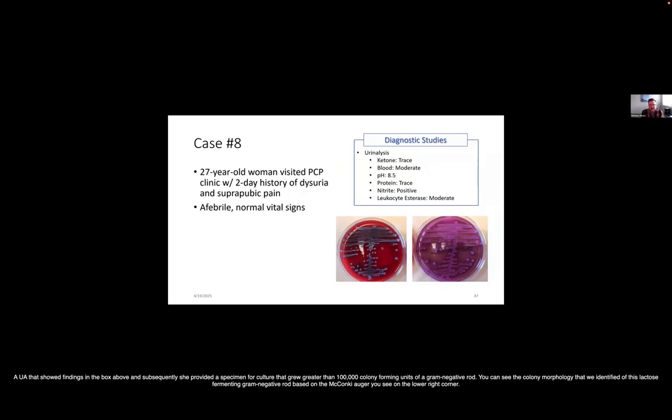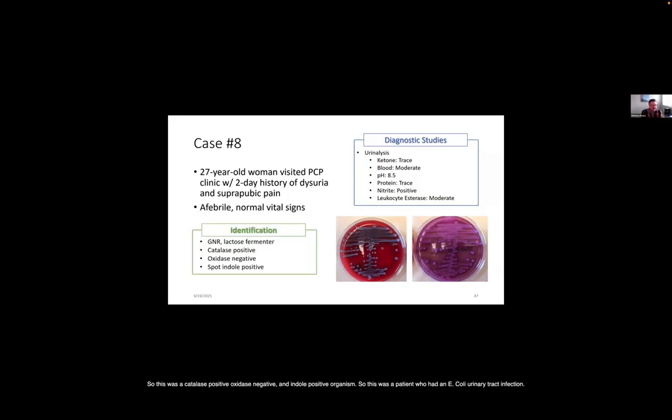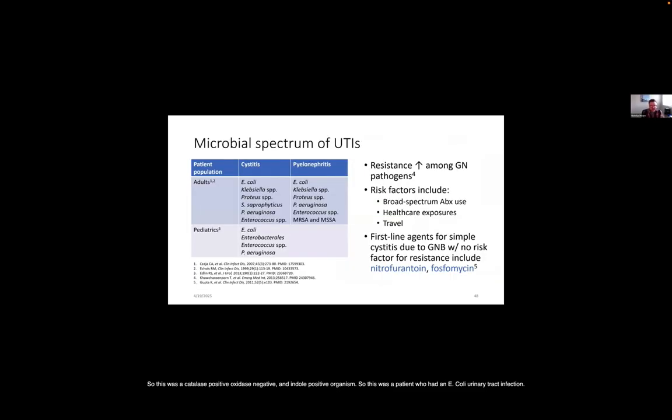You can see the colony morphology that we identified of this lactose-fermenting gram-negative rod based on the MacConkey agar you see on the lower right corner. So this was a catalase positive, oxidase negative, and indole positive organism. So this was a patient who had an E. coli urinary tract infection. E. coli is the number one urinary tract pathogen that causes both cystitis and pyelonephritis in adults, and it's also the number one most seen pathogen in pediatric patients.